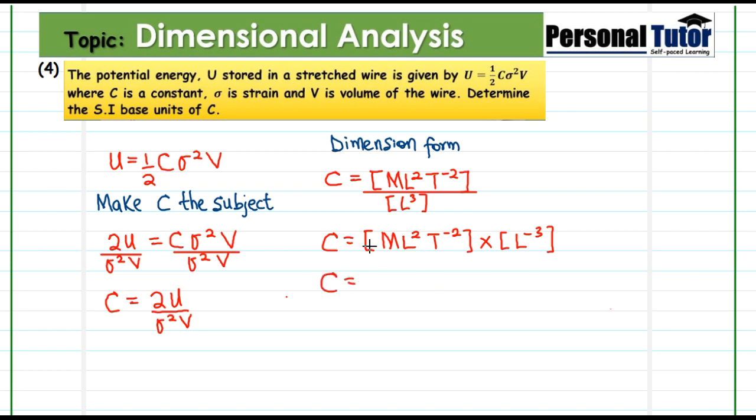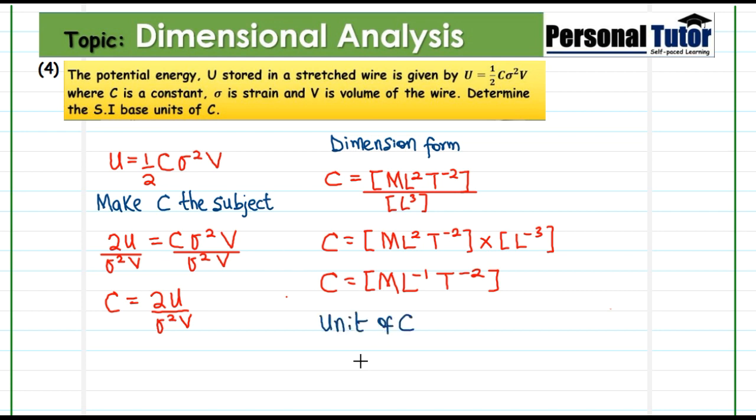Let's expand this. We pick the M, it has got no other M, so it still remains as M. If we pick the L, there is L to the power 2 and L to the power negative 3. So once they are multiplying, the exponents are added, and 2 minus 3 is a negative 1. Then the T follows as T negative 2. This then becomes the dimensional equation of the C, whose unit we want to find.